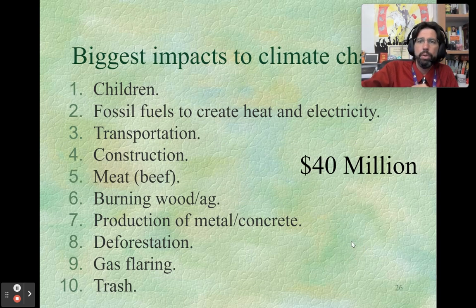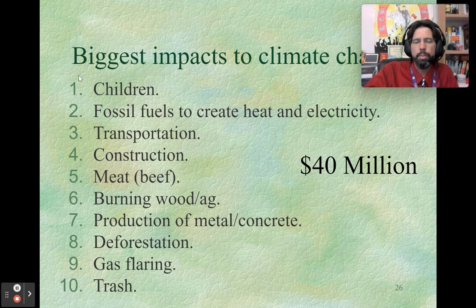Okay. So let's talk about climate change, all right? So these are the 1 through 10 in terms of the biggest impacts of climate change: children, fossil fuels, transportation, construction, meat, burning wood and ag, producing metal and concrete, deforestation, gas flaring, and trash. I have $40 million, all right?